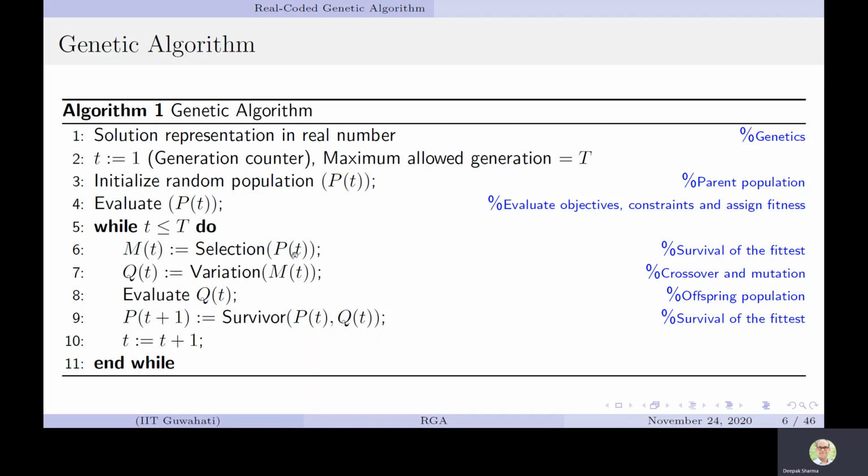Now we are inside the loop. We do selection, that is survival of the fittest. We do variation, that is crossover and mutation. Then we get the offspring population called Q. Then we evaluate it, and then the survival stage where we have P and Q, and we select the best N solutions.